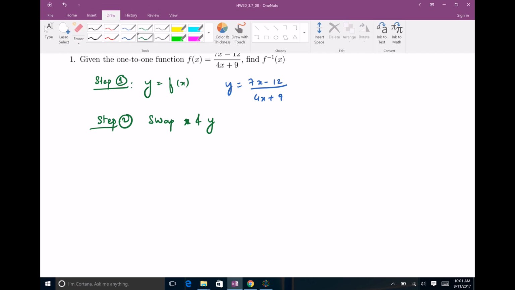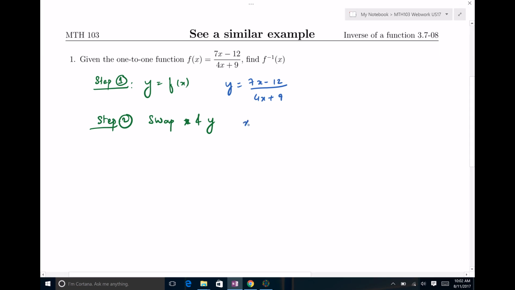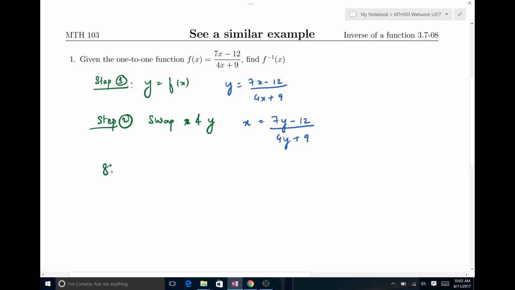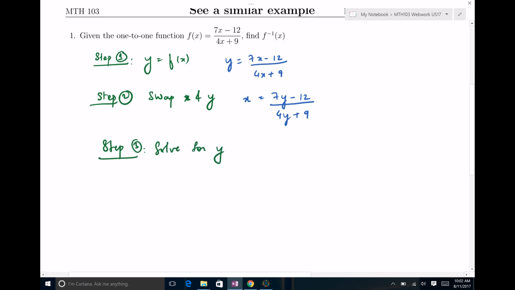And so what I'm going to do is rewrite this equation as x equals (7 times y minus 12) over (4 times y plus 9). All I've done is replaced x with y and y with x in the equation on both sides. Step 3, which will finally lead me to my answer, is to solve the equation that you got for the variable y. So you'll see that now in this case y is trapped in this term in the numerator and denominator, so I have to try and solve it.